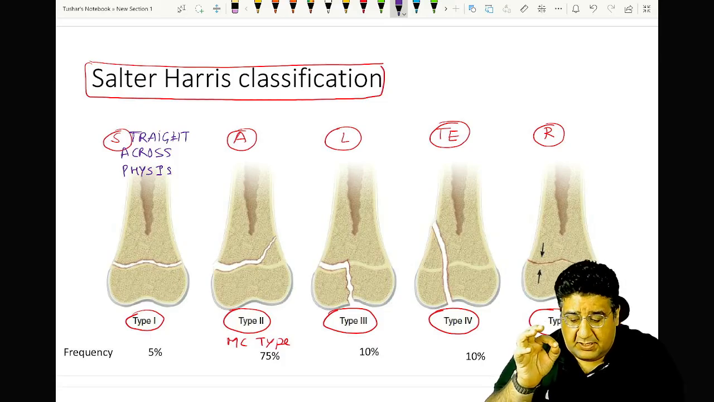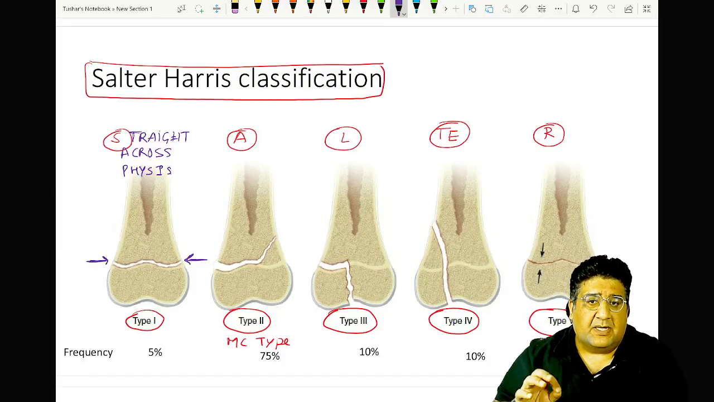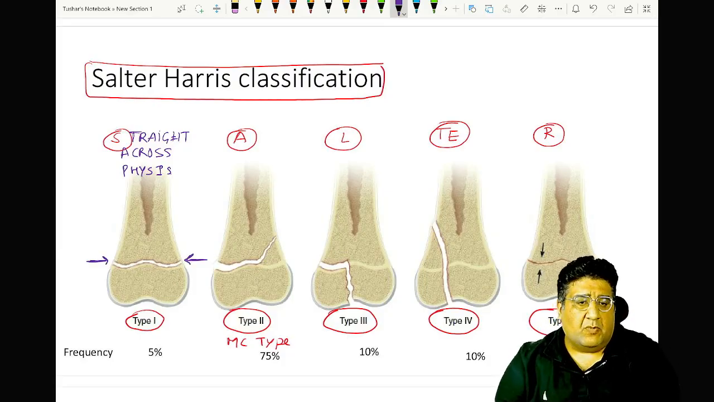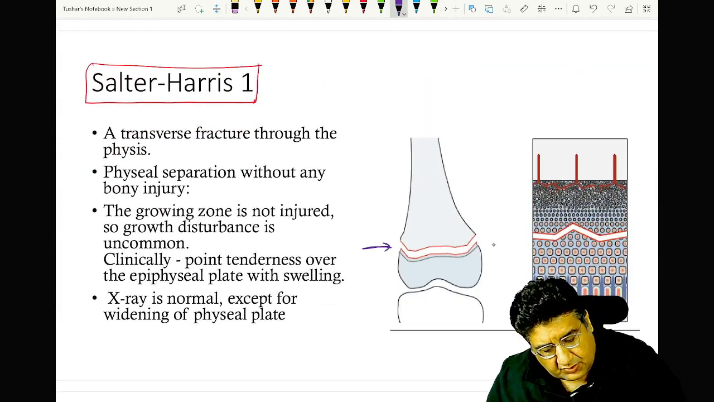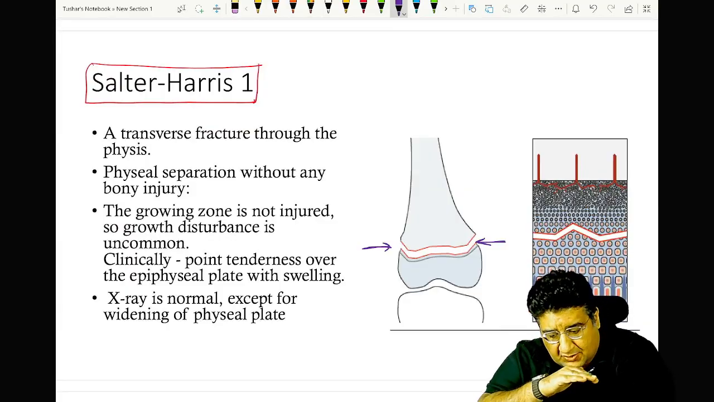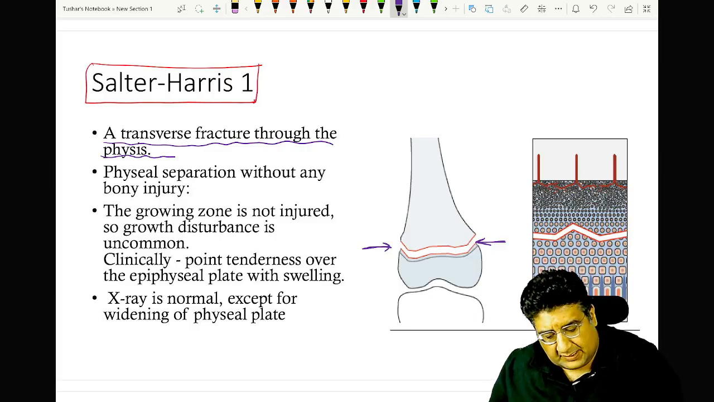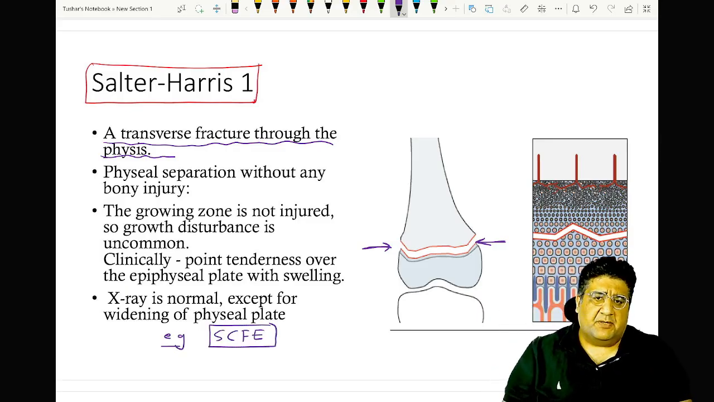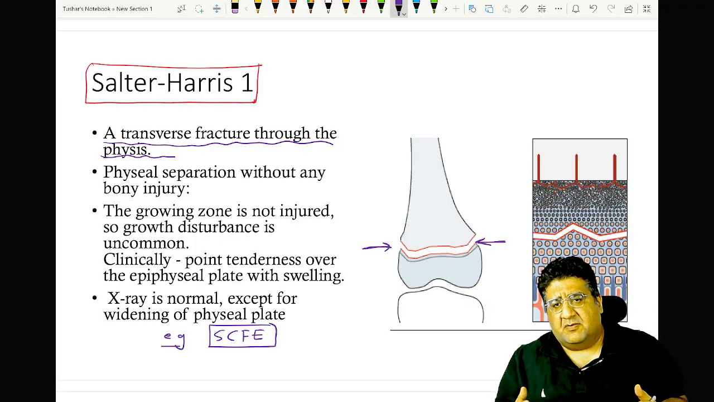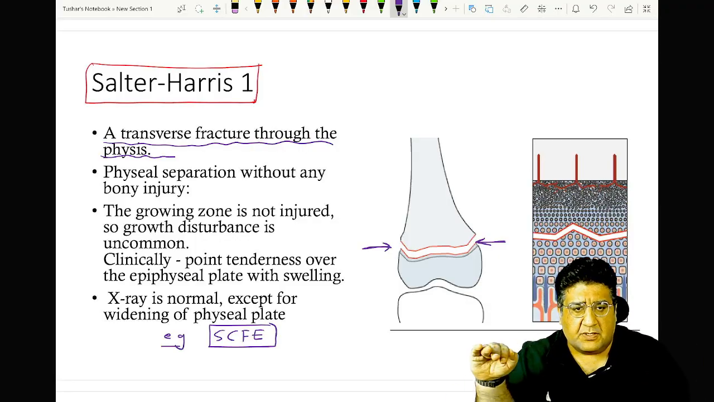So if your injury is through and through the growth plate, that is what is called Salter-Harris type 1. Now, what do you see in Salter-Harris type 1? You can see an injury which is through and through the growth plate. It's a transverse fracture occurring basically through the physis. The classical example of this condition is a disease called slipped capital femoral epiphysis, a very important pediatric hip disorder. The rest of the things, if you can remember, that's good. If you can't, that's even better. Nobody is going to ask you all these things. So type 1, straight across.